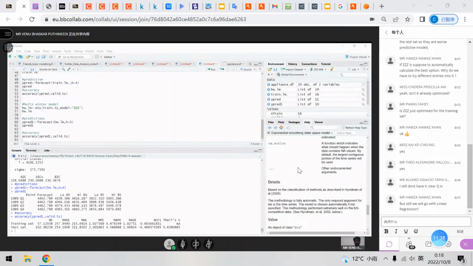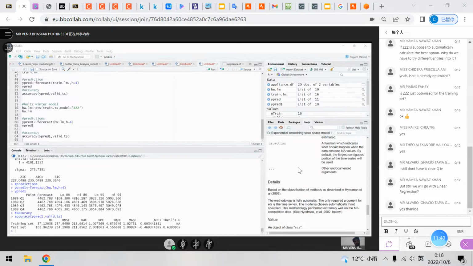Yes, we still go with the linear regression model because it's easy to compute and it has better error metrics when compared to the Holt-Winters model. Great.